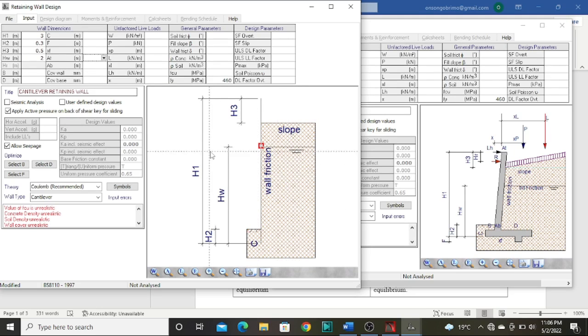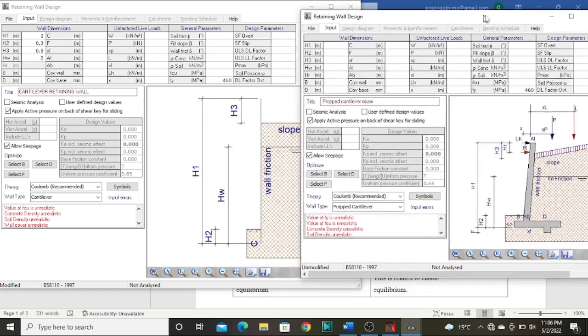We have already modeled h1, h2, hw, and h3. You can observe that hf is the height of the support point from the top of the wall for a simply supported or a propped cantilever wall type. So because our wall type is just a cantilever, therefore we don't have either a support or a load at this section. That is why this is disabled.